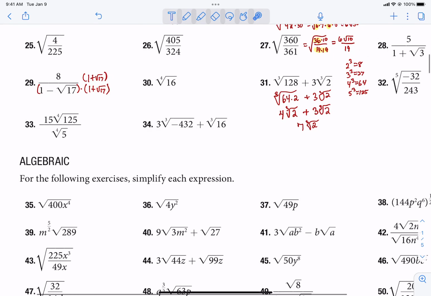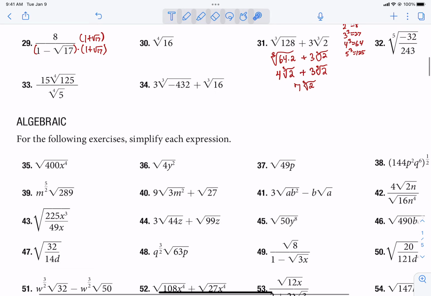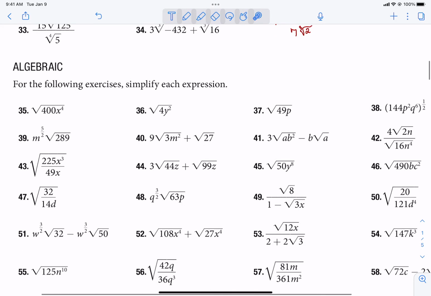33, I think, would be okay. Now, starting with 35, those ones contain some x's. Our rules of powers that we talked about a week ago or so are going to come into play. What a square root does is it divides the power in 2. What a cube root does is it divides the power in 3.